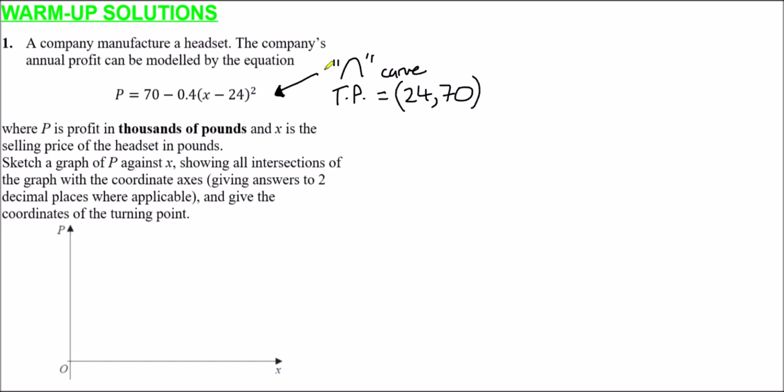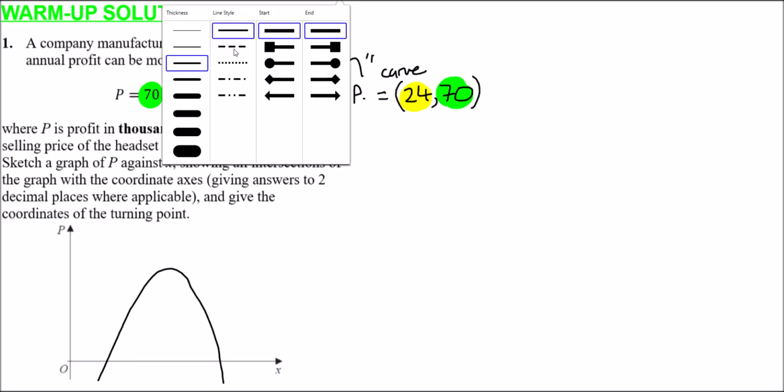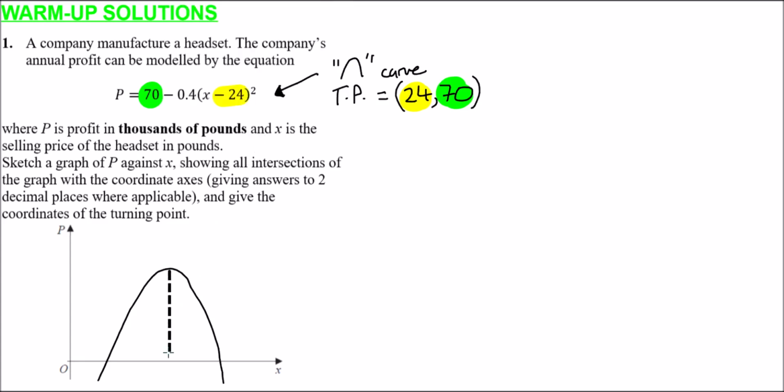So all I've done is I've got this value of 24 from this being a minus 24, I've just switched its sign, and the 70 is from the constant outside of the brackets. So we can label this in, and as I say, I can do that shape. So it's going to be something like this. And that turning point, the maximum, is going to be when x is 24 and P is 70. So I'll label this on like so.